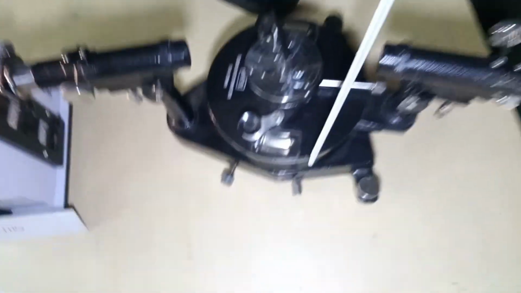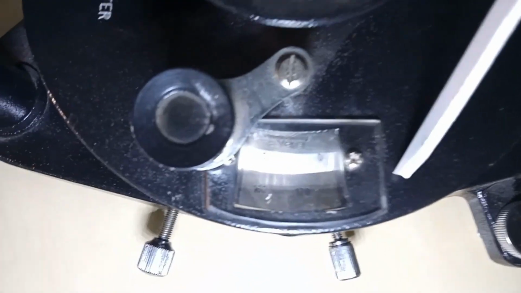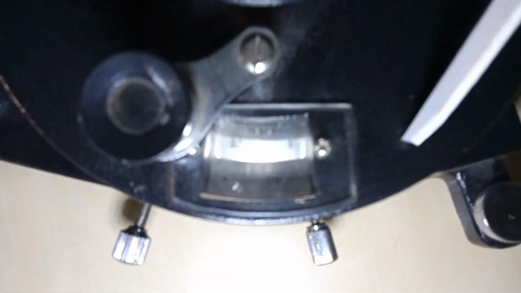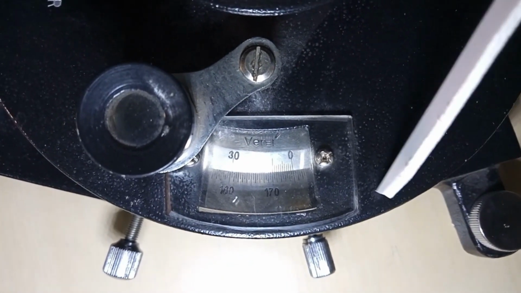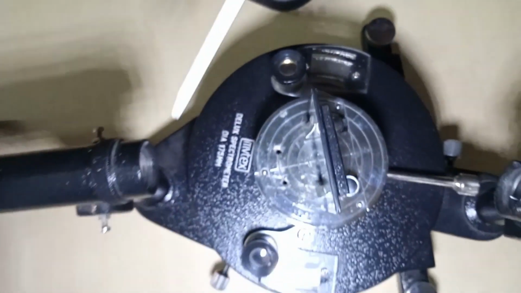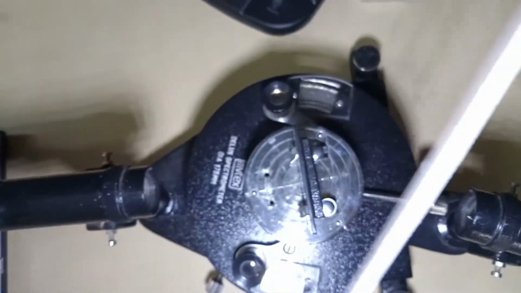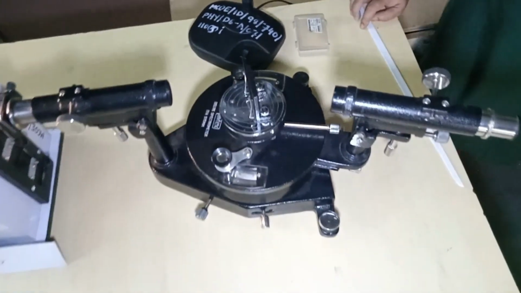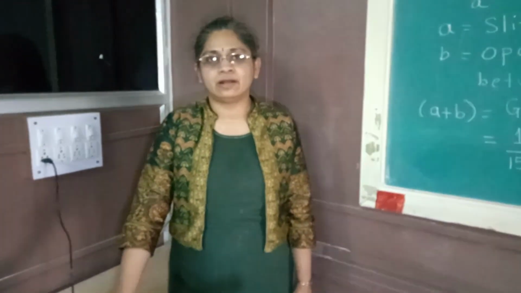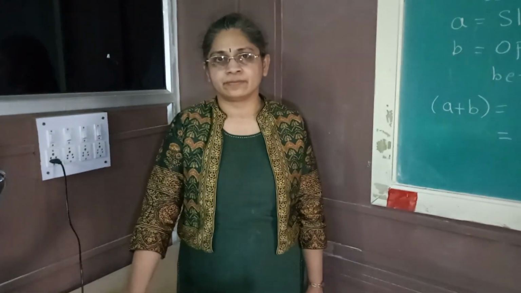You can see the reading of the spectral line angular displacement using these two windows. One window you can call window A, and the opposite window will be window B. So there is a circular scale; the main scale is circular because we are going to measure angle with the help of this optical spectrometer. So your first job is to find out the least count of this spectrometer.